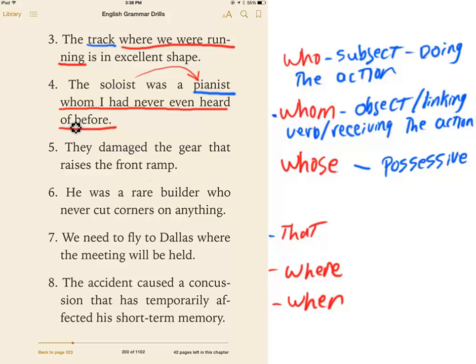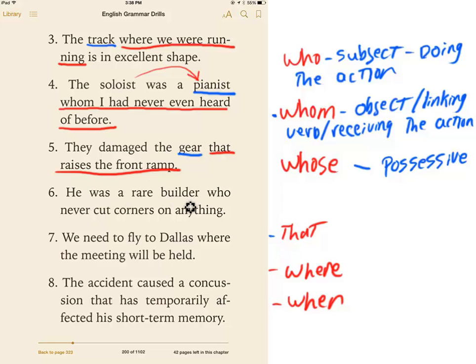Okay. They damaged the gear that raises the front ramp. Okay. They damaged the gear. Gear is the antecedent. It's not human. That raises the front ramp. Okay. That is an adjective clause that describes which gear. What gear? The one that raises the front ramp. Okay, so that's the adjective clause.